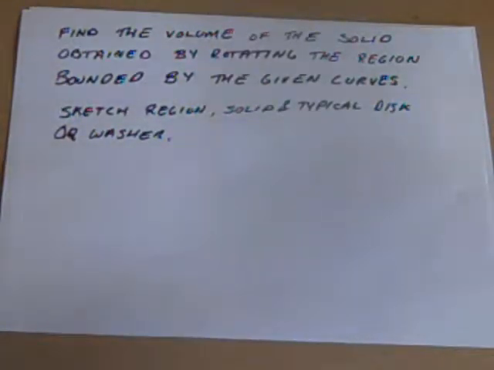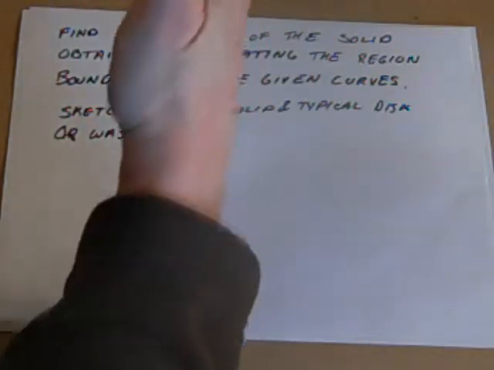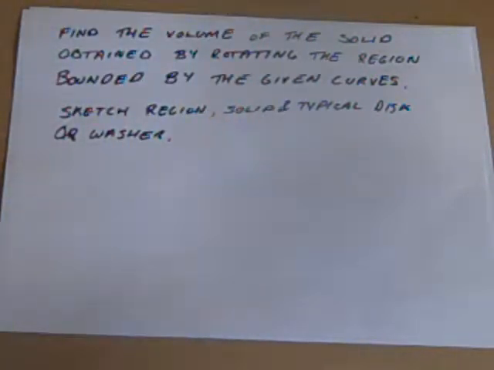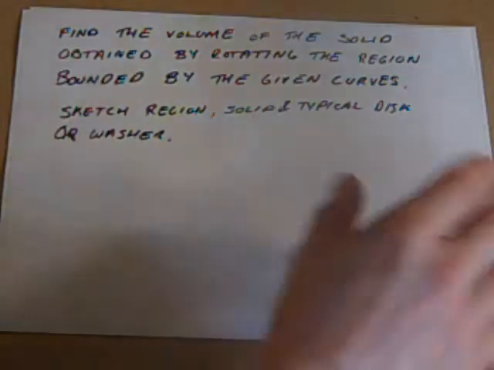Alright, so we're going to find the volume of the solid obtained by rotating the region bound by some curves. We're going to sketch the region, find the solid, and talk about the disk, whether it's a washer or a disk. And we're going to do it about a vertical line, alright? Not about the y-axis, but a vertical line.